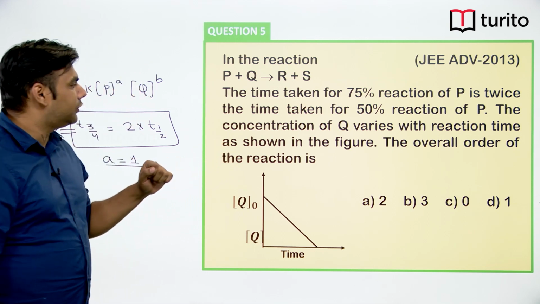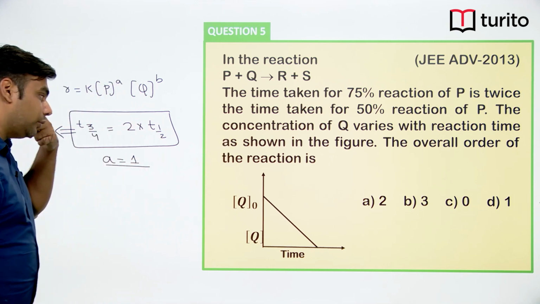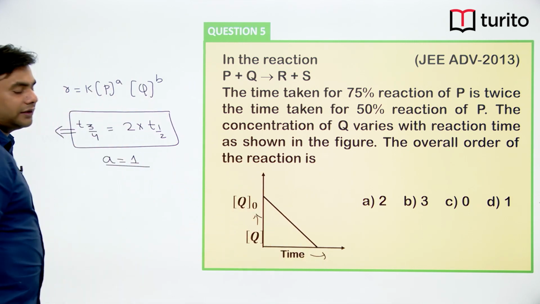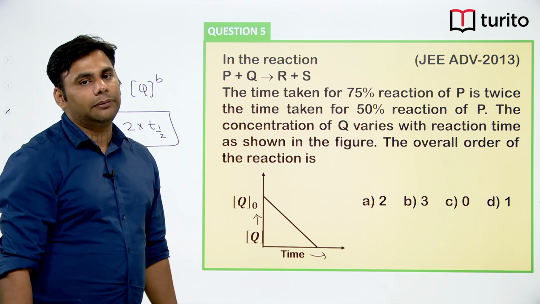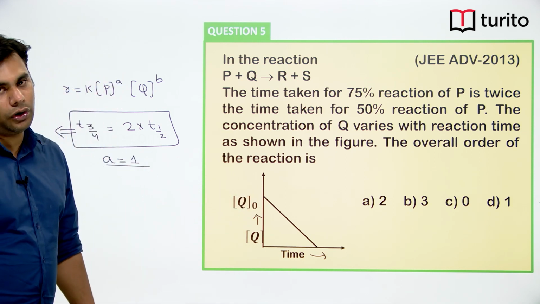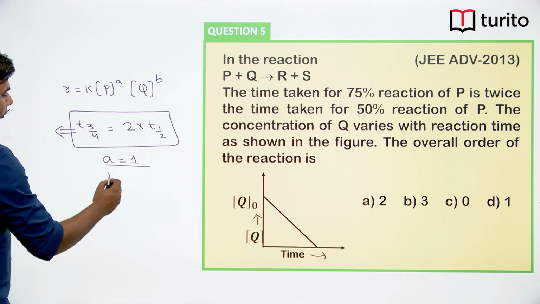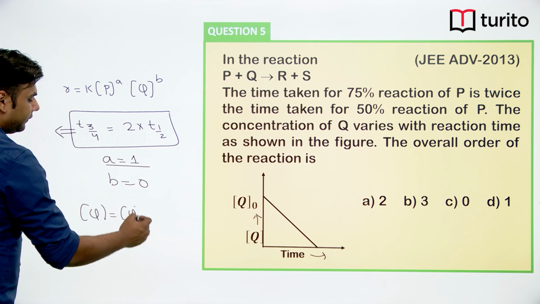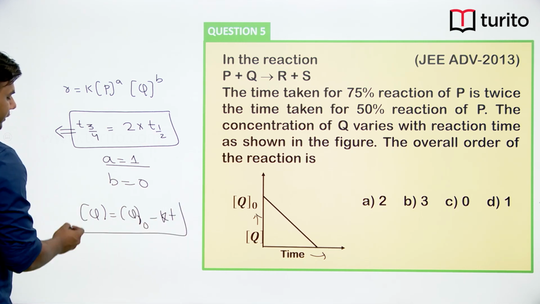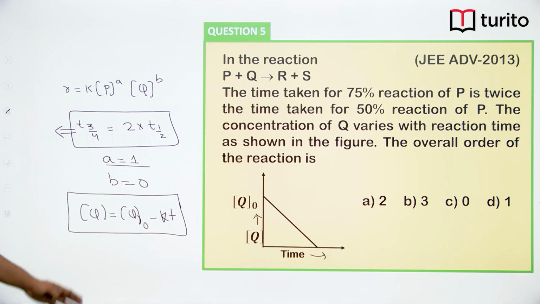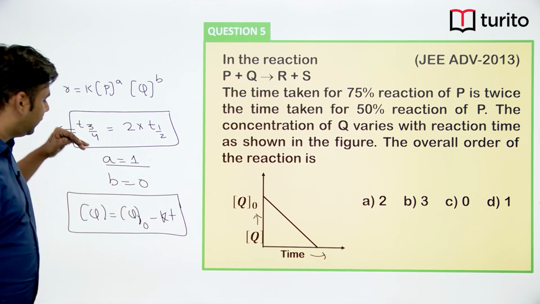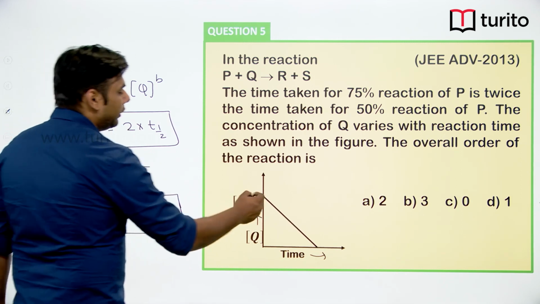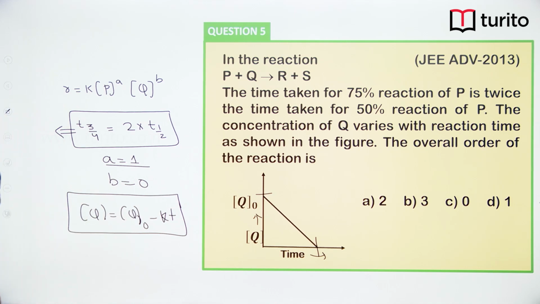Now look at the second part. The concentration of Q varies with time as shown in the figure. If you look at the plot of concentration versus time, this is decreasing linearly with time. So obviously this is 0 order with respect to Q, so the value of b would be 0, because we know that Q is Q naught minus kt. This is the 0 order integrated rate law. If you plot Q versus t, it will be a straight line with intercept Q naught and a slope of minus k. And because this reaction is going to completion, it is a 0 order reaction.